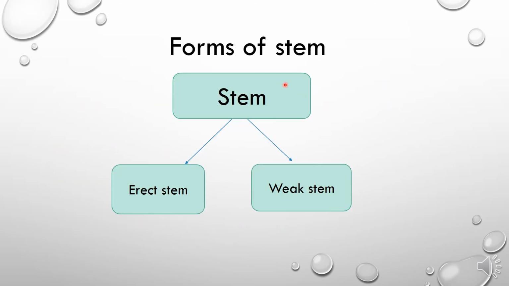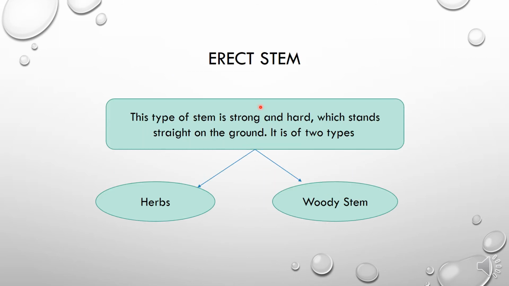Forms of the stem. The stem may be of two types on the basis of its form, on the basis of its strength. It may be erect stem or weak stem. Erect stem. This type of stem is strong and hard, which is straight on the ground. Its name represents that it is vertical, it is straight in the ground, and it is strong, and it may be of two types, herbs and the woody stem.